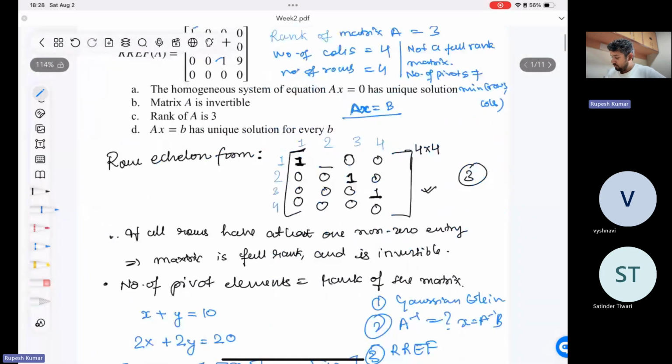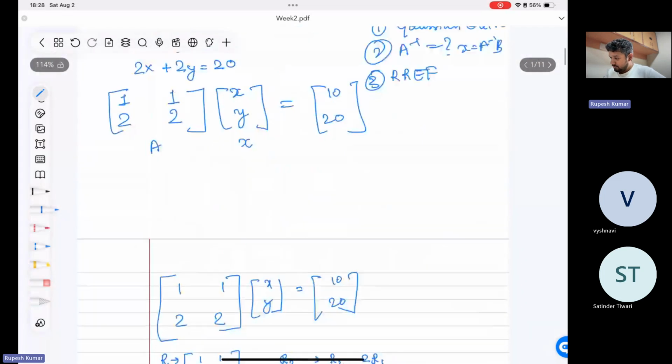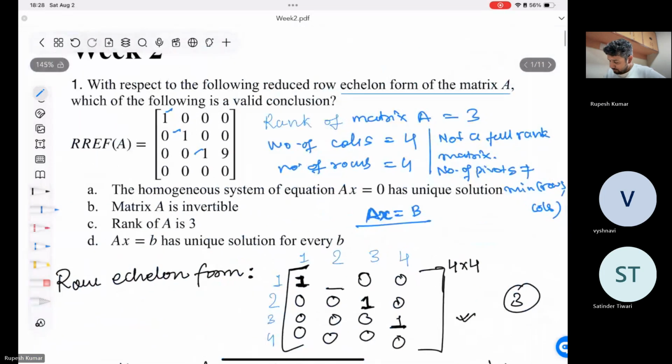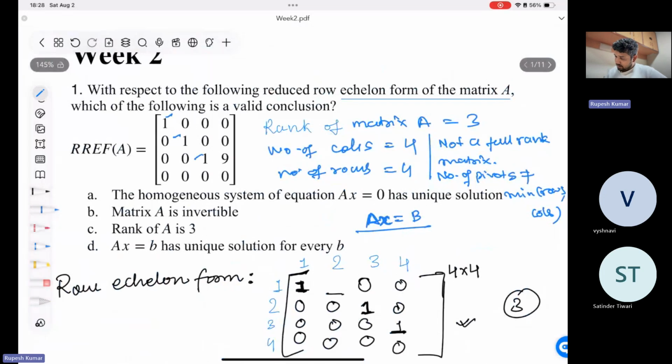So let's go back to our options that we have. It says the number of pivot elements we have is 3. The number of rows and number of columns are 4. So this is not a full rank matrix, right? 3 is less than 4. So the homogeneous system of equations Ax equals 0 has a unique solution. No, it's not possible. Why?